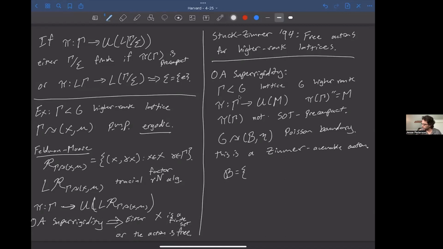So if we take all L infinity functions from the Poisson boundary, but now we let them take values in B of L2 of M, and we have a natural Gamma action there, and we look at equivariant functions, this is some von Neumann algebra, and the important thing is that it contains M. And because of Zimmer amenability, this is amenable.